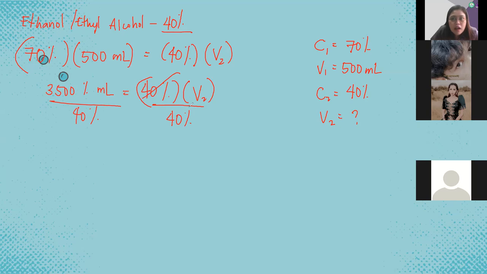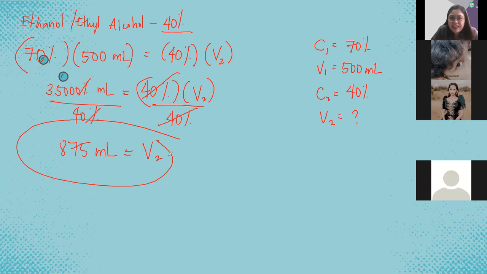Ma'am, bakit po 70 times 50 yung kanina? Ay, sorry. 50 lang. 50 lang akong ganyan. Sorry. This should be 500. This should be 35,000. Okay, sorry. Okay, and then let's divide both sides with the 40% so you can isolate the V2 here. Cancel the percent. You will be left with the volume na ml. So 35,000 divided by 40 is 875 ml. Okay, so this one is the final volume.